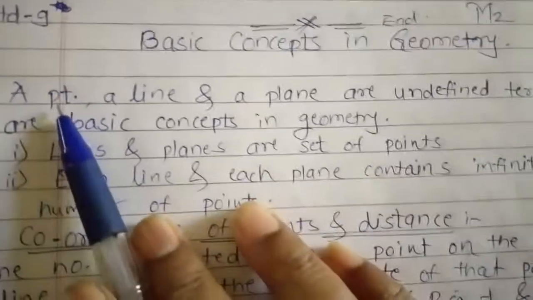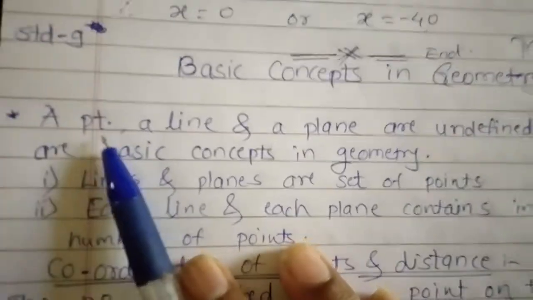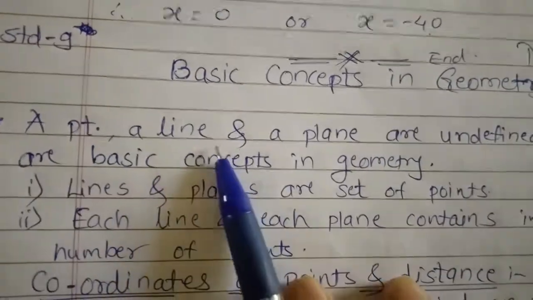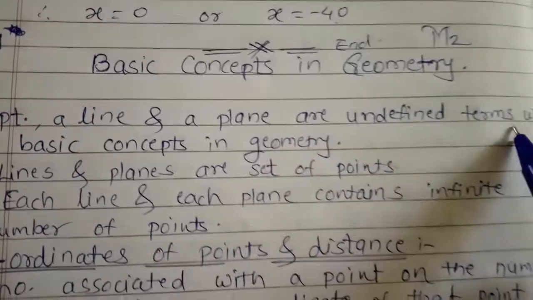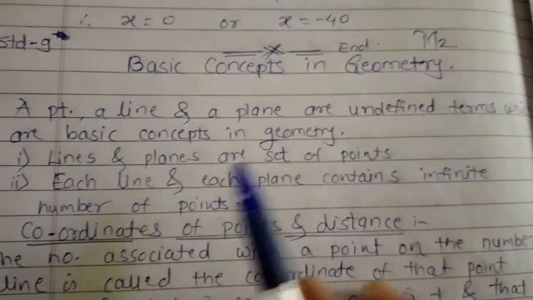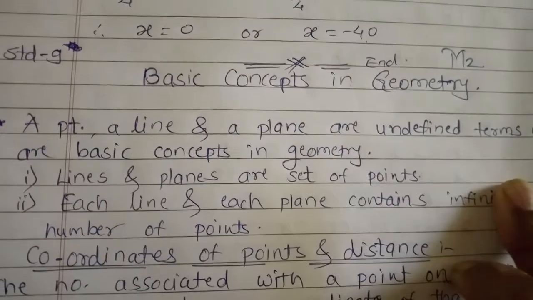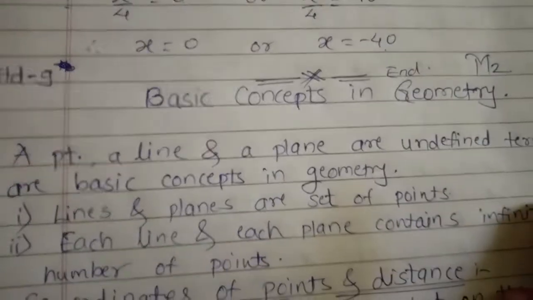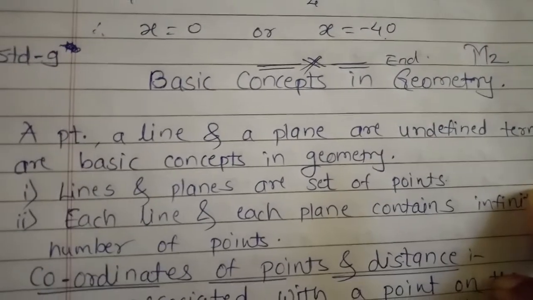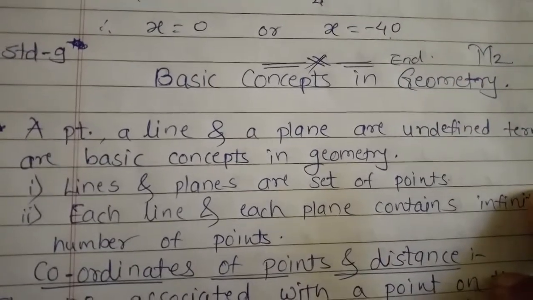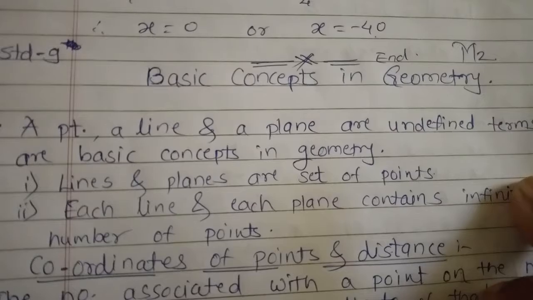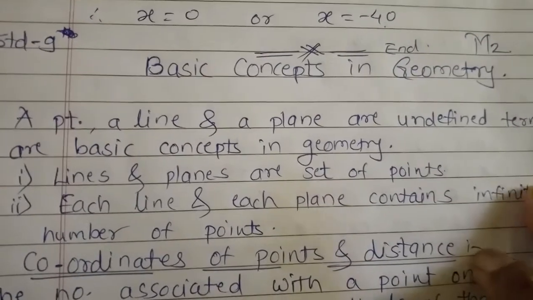So these are some shortcuts you have to learn: a point, a line and a plane are undefined terms, which are the basic concepts in geometry. Means what? We can't define the point as well as a line and a plane. Point is a point, a line is a line and a plane is a plane. So these are some undefined terms in geometry.